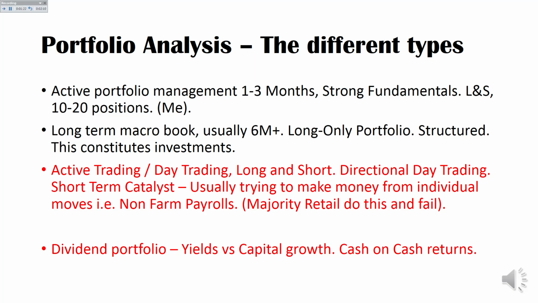The third one is something called active trading or day trading, and this is essentially when you have long and short positions in the market. For example, a lot of people will speculate on where a stock or an equity will go tomorrow or the day after, or they'll try and do what we call directional day trading, where they'll try and trade the trend, or they'll look at short-term catalysts and try to make money from individual moves such as non-farm payrolls, central bank monetary meetings, policy meetings, anything in an economic calendar.